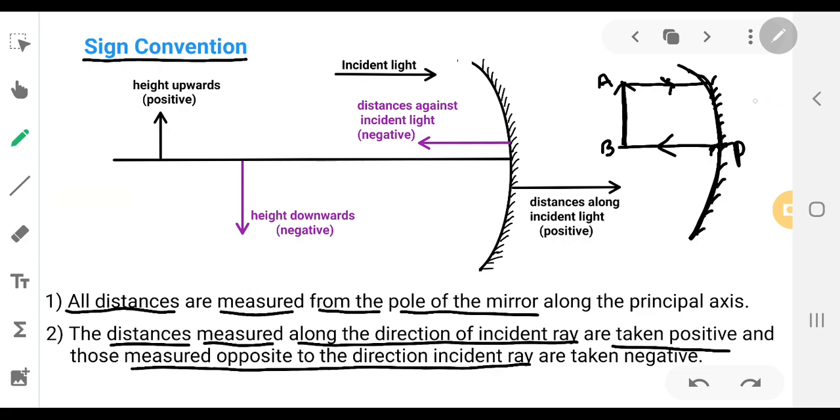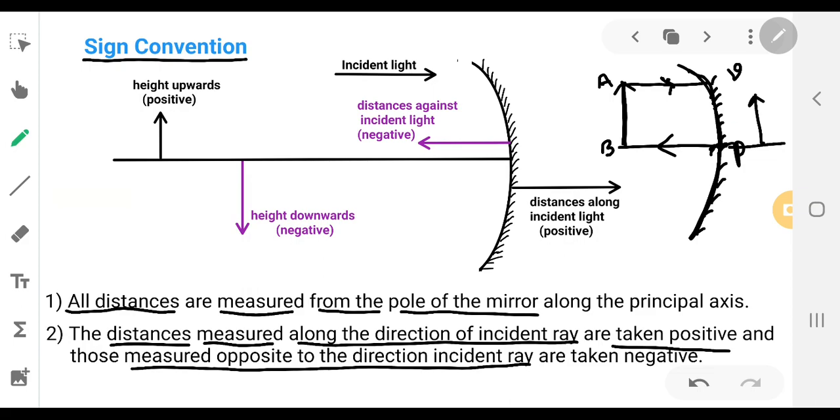Suppose we assume the image is formed here behind the mirror, then it is called a virtual image. In the next slide you are going to see what is an image, what is a virtual image. For the time being, assume that the image is formed behind the mirror. Now the distance from the mirror to the image is called the image distance, which is denoted by the letter v.